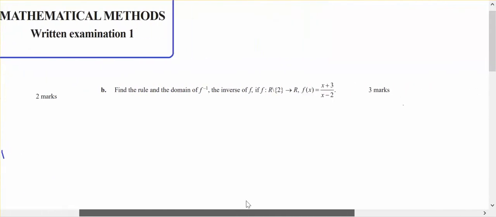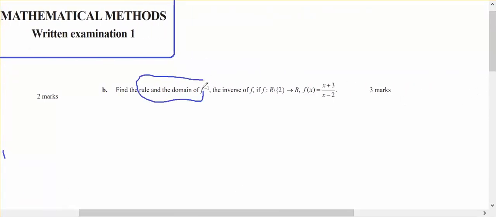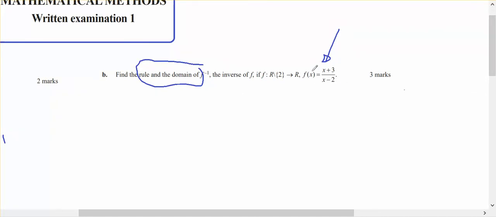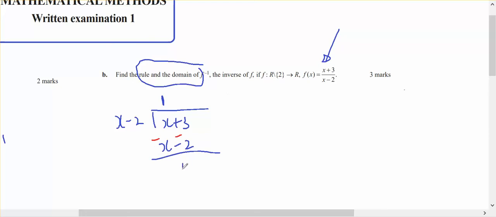And part c, find the rule and domain of the inverse, if this is what my original is. Okay, I think it's easier to turn this into the form that I would prefer for the hyperbola. So I'm going to do a quick little division. There's only a one line. So x minus 2 goes into x plus 3 once. x minus 2, subtract the second one from the first, which gives me 0 and gives me 5. So I've got y equals 5 on top of x minus 2 plus 1.